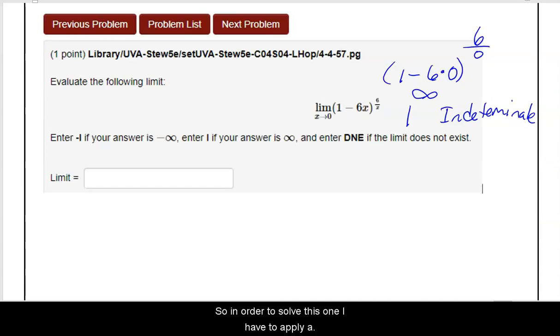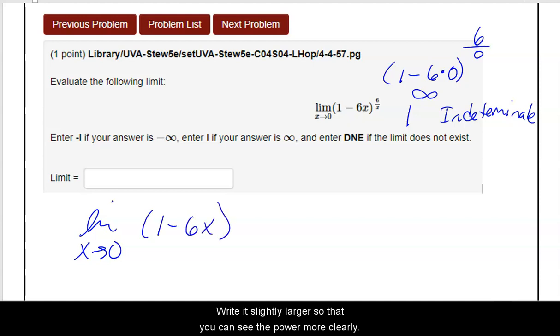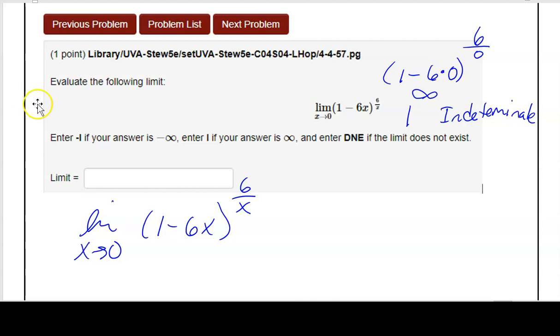So in order to solve this one, I have to apply a function that I know is 1-to-1, and then apply its inverse to undo it. I need the one that will let me get my hands on the power 6 over x. So what I'm going to have to do is take the logarithm and then exponentiate. So I'm looking at this limit, written slightly larger so that you can see the power more clearly. 6 divided by x is the entire power. I need to be able to get my hand on the power and pull it down to the line, which means I have to take the natural log.